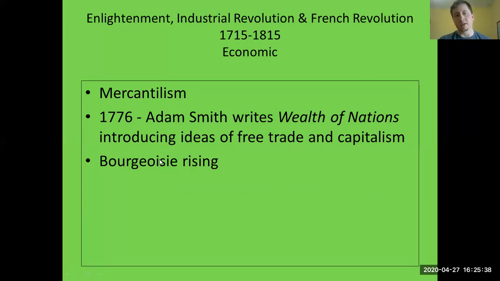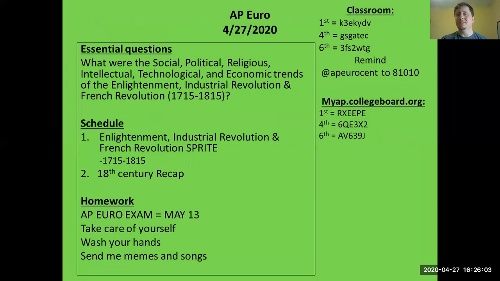But the big thing is that the bourgeoisie are rising. They are continuing to make money. They are continuing to encourage trade. And they are breaking the system, right? They are breaking the mold because they're not in the first estate, they're not in the second estate, technically they're in the third estate, but they don't look like anybody else in the third estate. So that's one of the big economic pushes or changes during this era. And so that wraps it up for this one. That's the SPRITE chart for basically the whole of the 1700s, the whole 18th century.